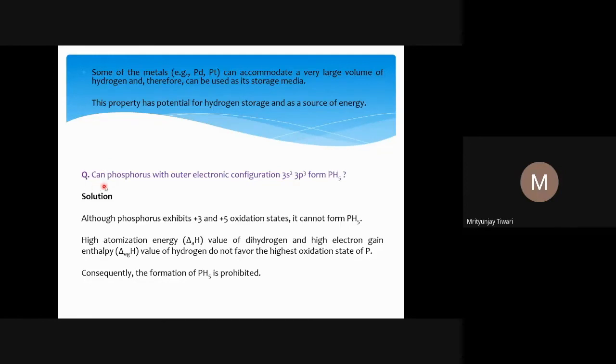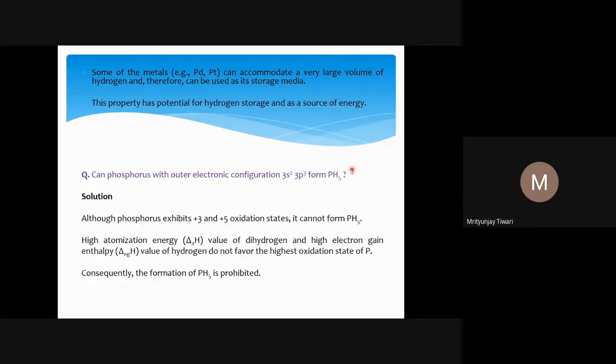Let us see this question. Can phosphorus with outer electronic configuration 3s2 3p3 form PH5? PH5 means, whether PH5 exists or not. The question is simply whether PH5 exists in nature. The answer is no. Why no?